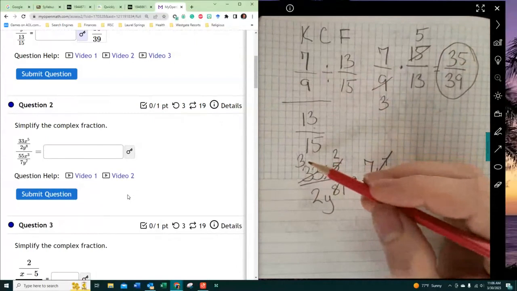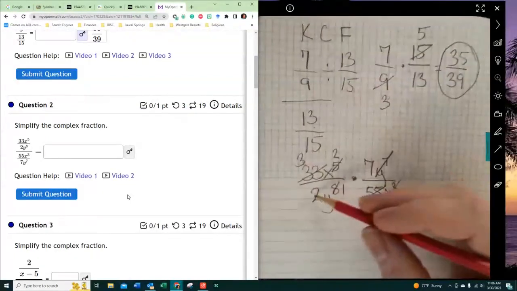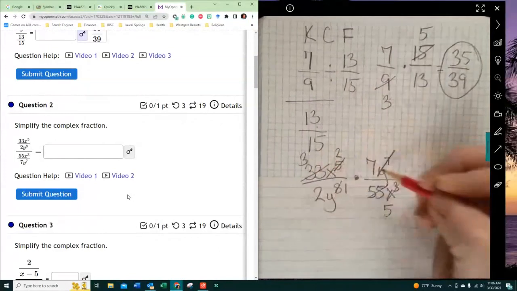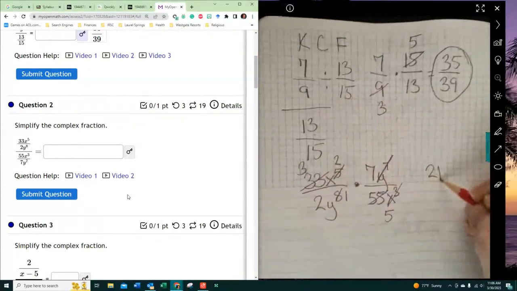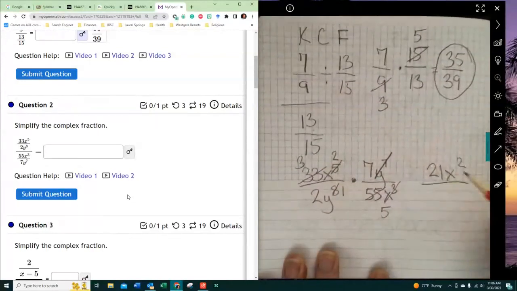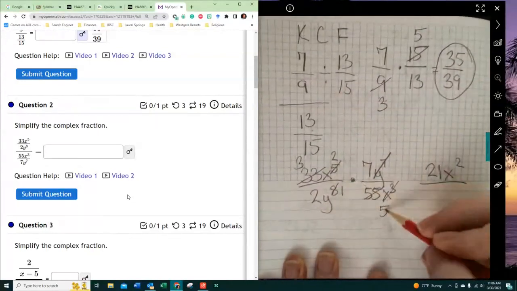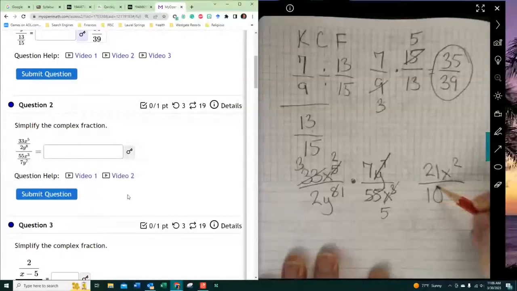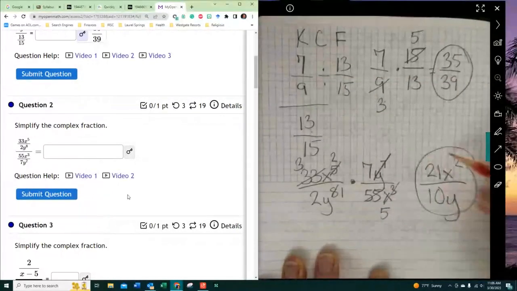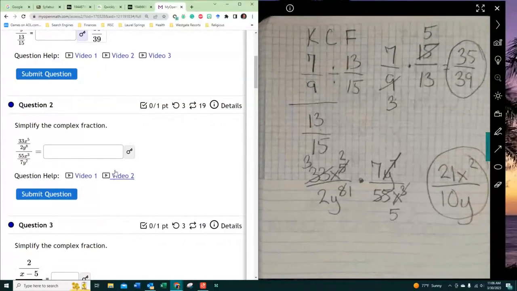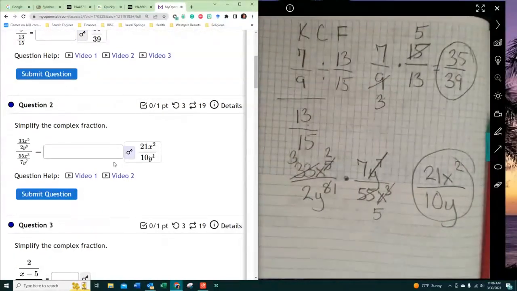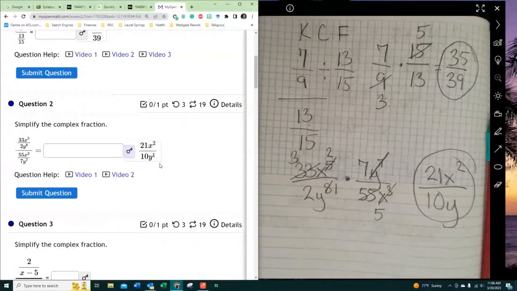So when we look at this, we have 3 times 7, because by the way, 2 and 7 we can't do anything with that. So 3 times 7 is 21, and we have an x to the 2nd power on the top. Then we have 2 times 5, which gives us 10, and we have 1y left in the bottom. And there's our answer. You don't need to put the 1, by the way.